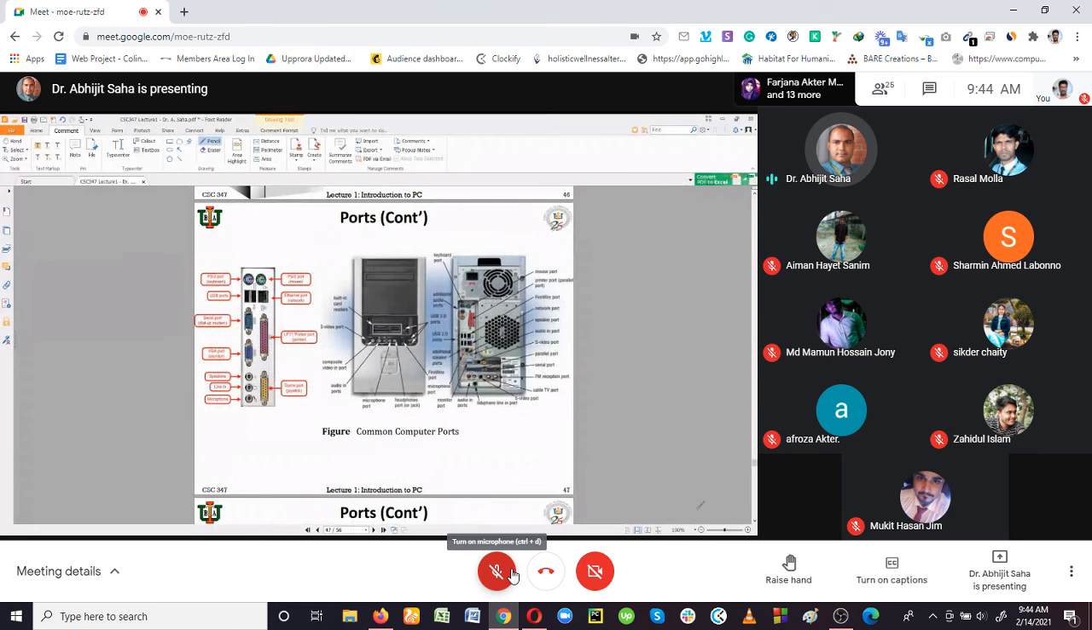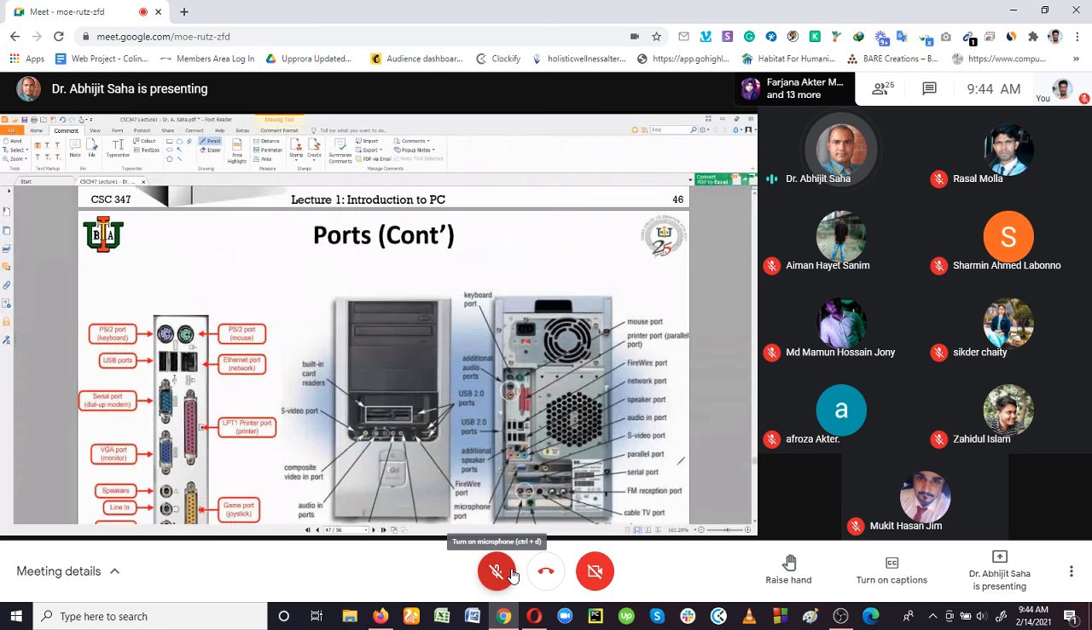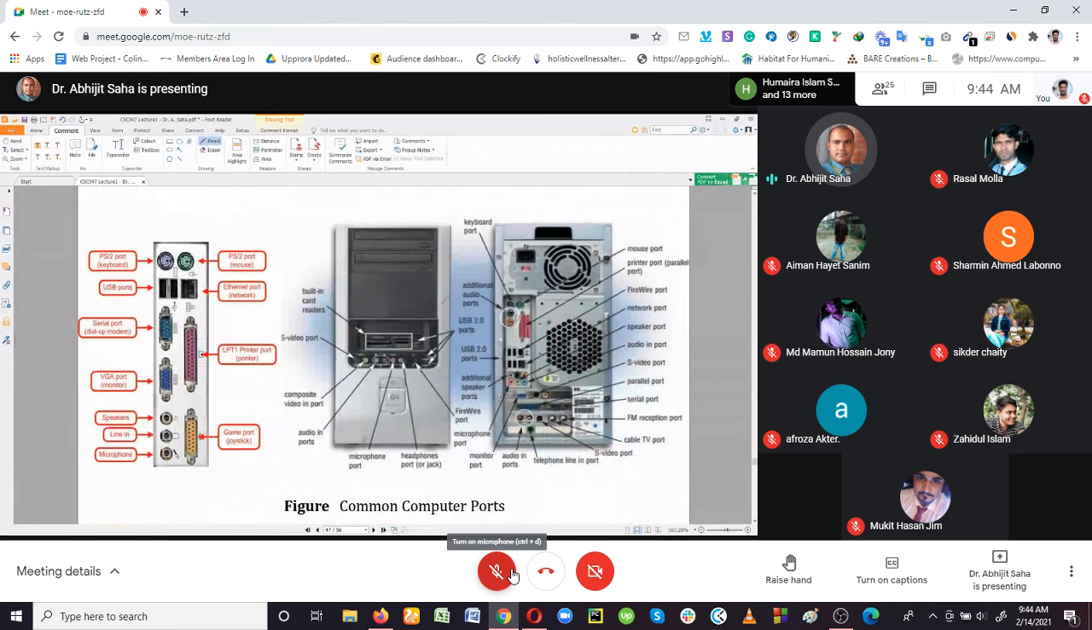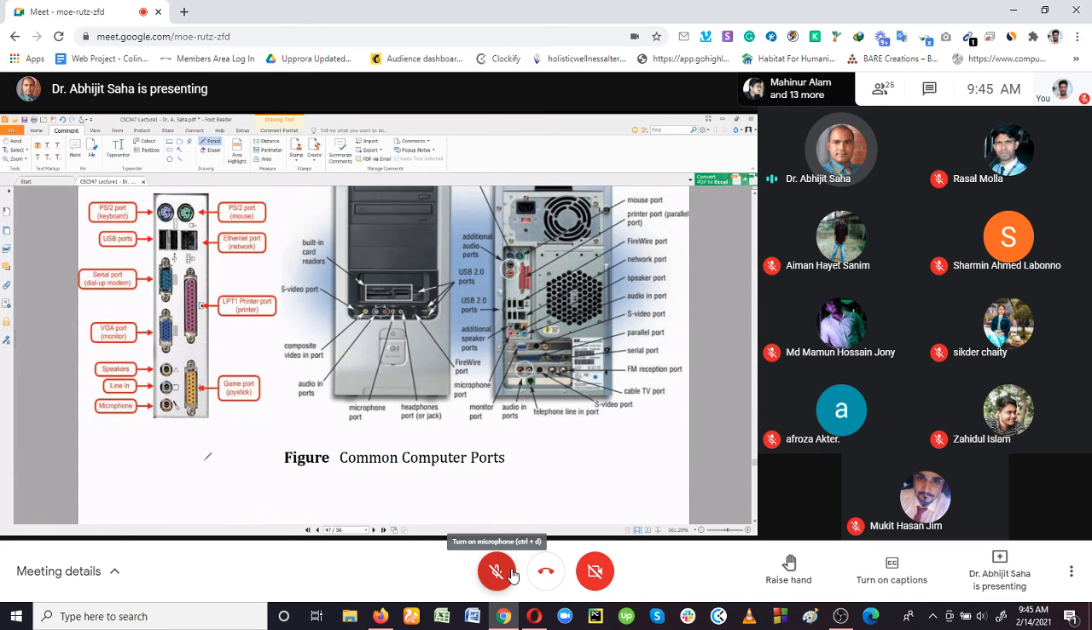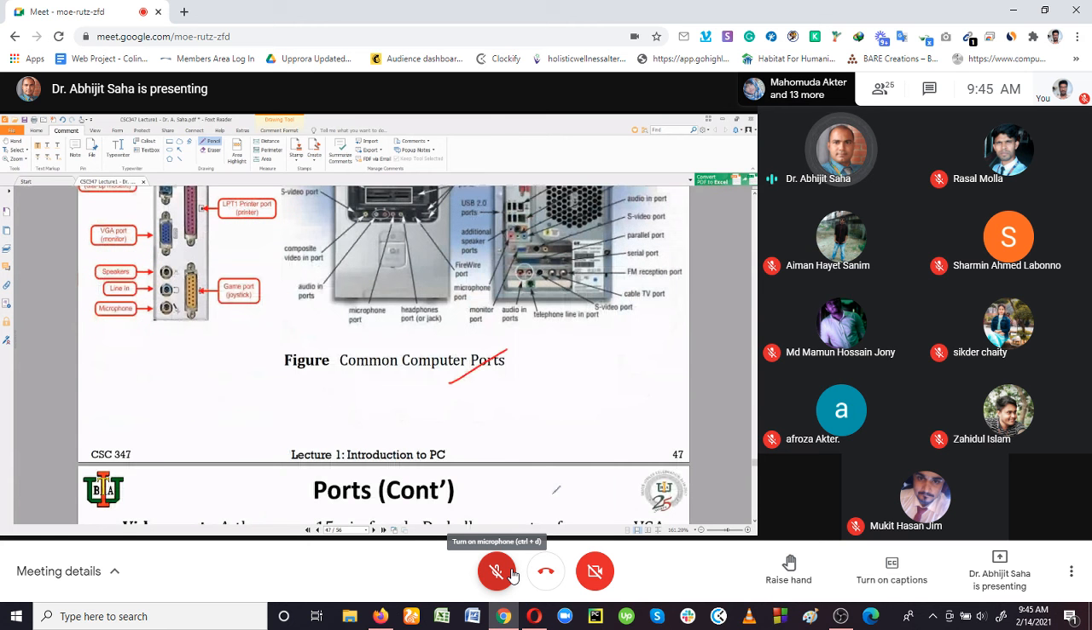Here is a picture giving detailed information about the front panel and back panel connectors or ports. It is better if you look at these figures and try to learn which connectors are there and for what purposes. It is very important to understand which connectors are for which devices. So you should know them. Study very nicely.